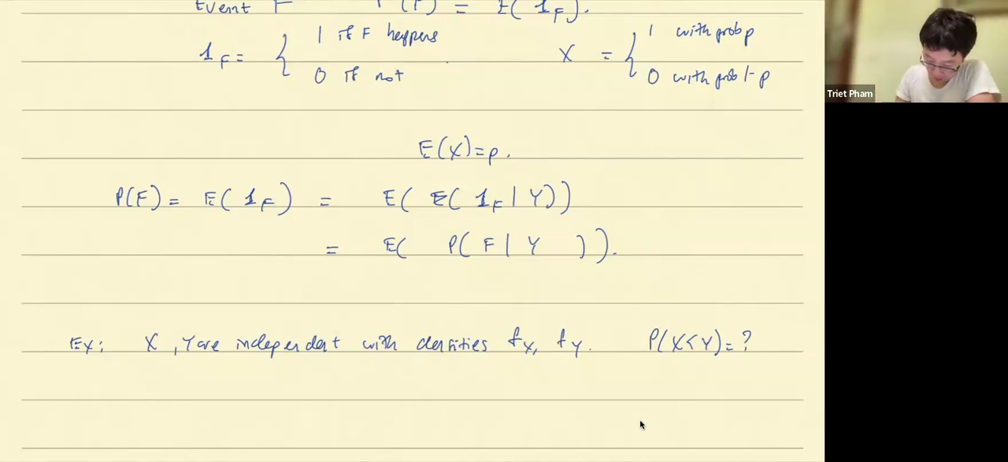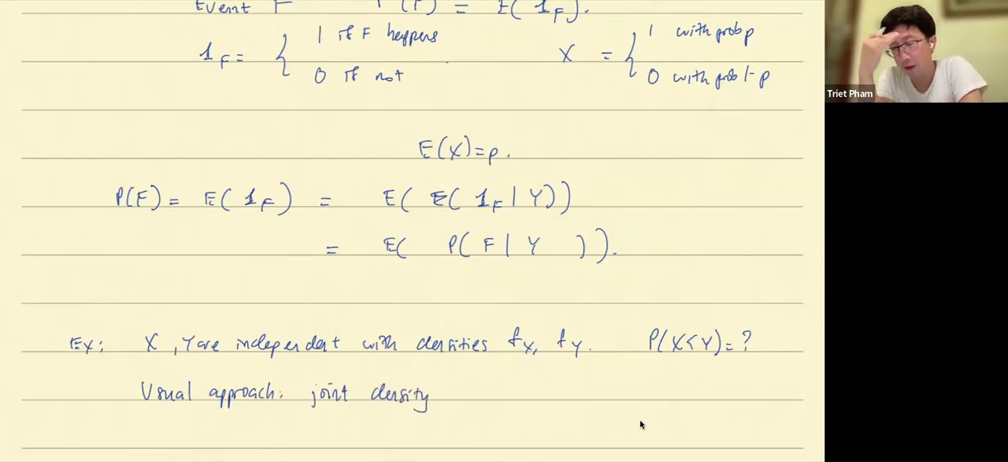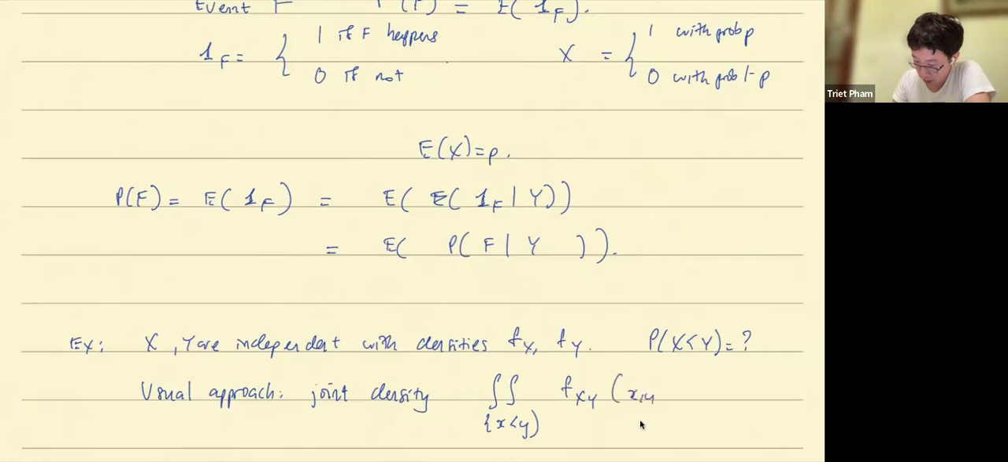The usual approach is the Calc 3 approach, the joint density approach that you would have learned in 477. That says that you want to integrate over the region where x is less than y the joint density dx dy. Well, I guess here let's call it du dv.